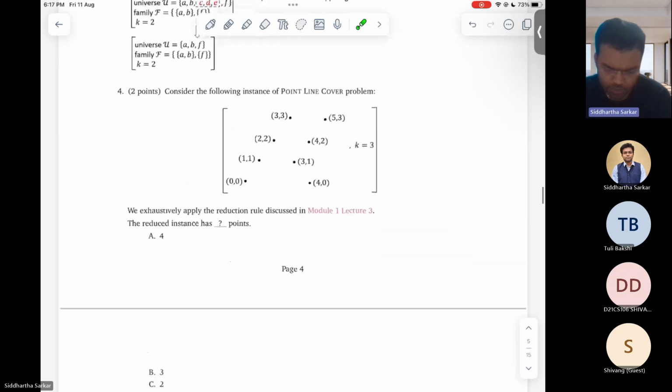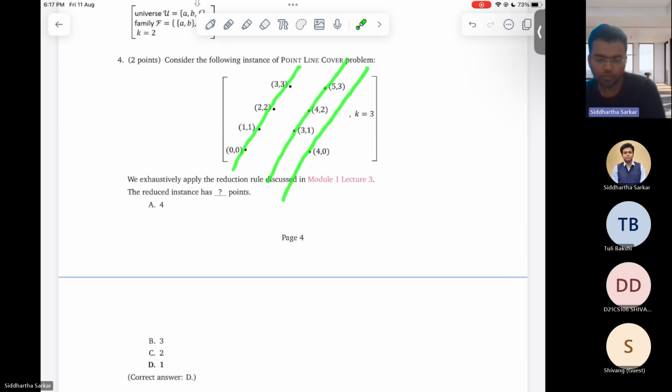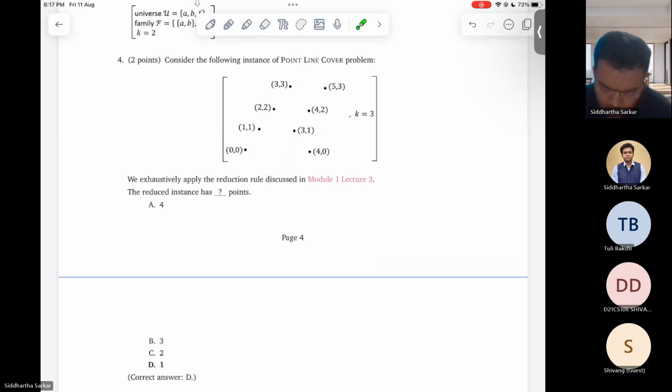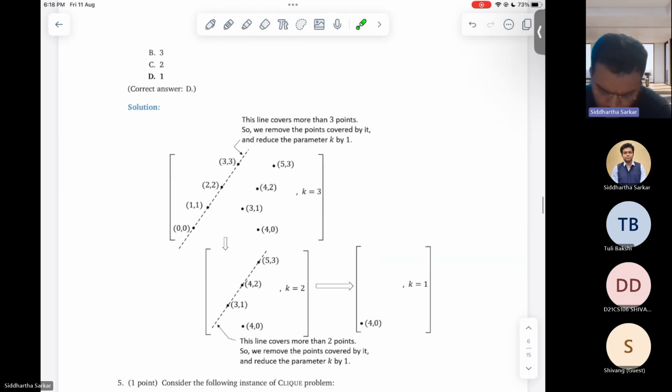This question we had seen in quite some detail. The question was whether three lines will suffice to cover all the given points. And here, after applying the reduction rules exhaustively, how many points will be left in the instance? This is the question. So what is the reduction rule? The reduction rule is that if you can find multiple points on a line, you delete those points. So after drawing this line, we delete all these points. So we're left with this instance.